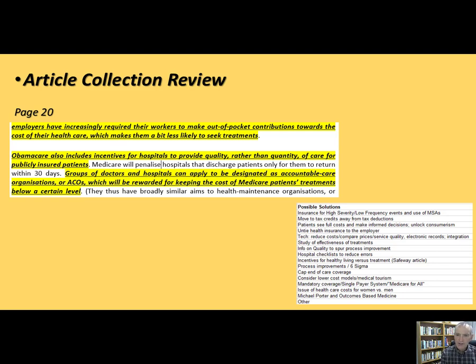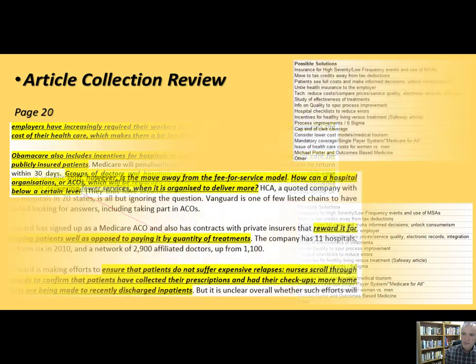The Affordable Care Act also includes incentives for hospitals to provide quality rather than quantity. That's that accountable care organizations that we'll talk about. Groups of doctors and hospitals can apply to be designated for an accountable care organization, ACO, which will be rewarded for keeping the patients below certain levels. So again, we're trying to unlock consumerism, and we'll get back to this outcome-based medicine, which is a wonderful term. Outcome-based medicine. So we're focused not on how many people we treat and how many treatments we give. We're actually focused on how healthy is the population we're responsible for.